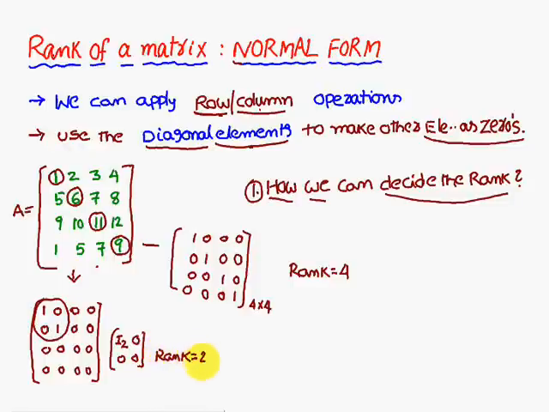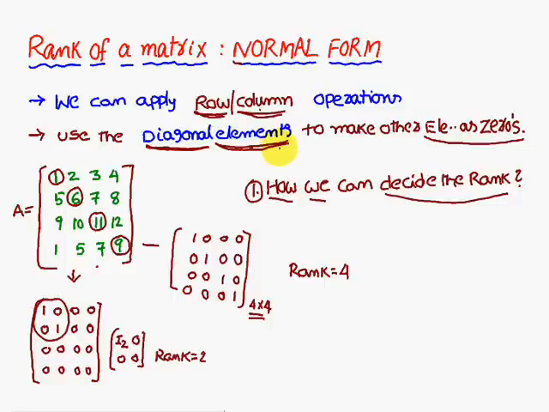If it has been reduced into a 2 by 2 unit matrix, then the rank is 2. If it is reduced into a 4 by 4 unit matrix, the rank of the matrix is 4. If it has been reduced into a matrix having the 3 by 3 unit matrix, then the rank is 3. Okay, this is the concept we have to remember. So while doing the problem of rank of a matrix using normal form, you have to remember first that you can apply both row and column operations. The second one is to always use the diagonal elements to make the remaining elements zeros. Only these two points you have to remember.